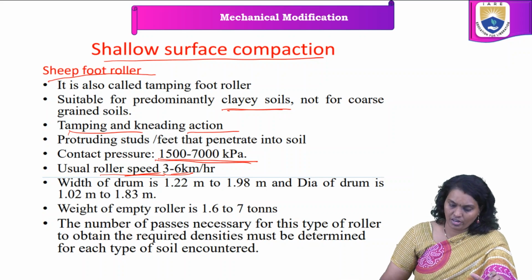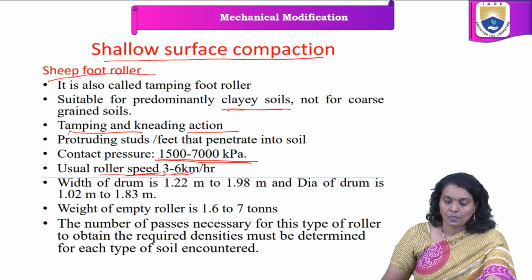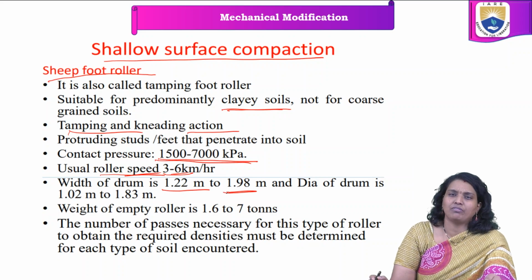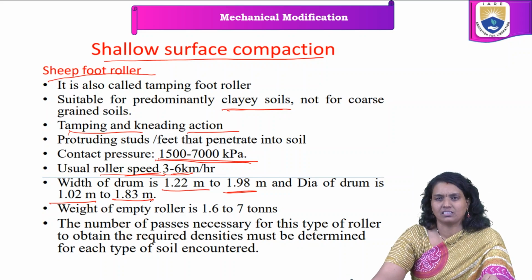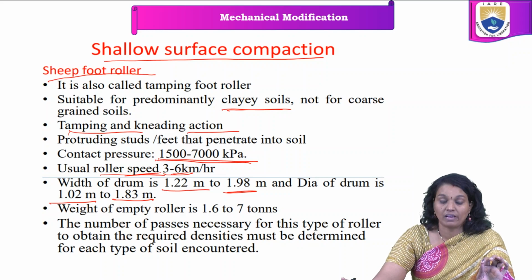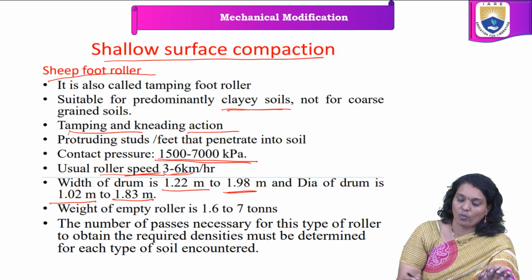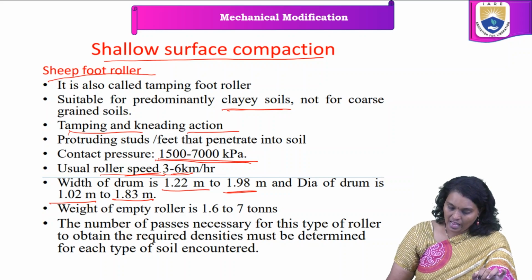The width of the drums we already observed in the figure. The drum widths are 1.22 to 1.98 meters, and the diameter of the drum is 1.02 to 1.83 meters. The empty weight of the roller is 1.6 to 27 tons. The number of passes necessary for this type of roller to obtain the required densities must be determined based on each type of soil encountered.